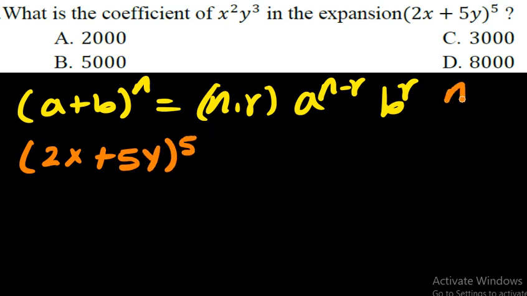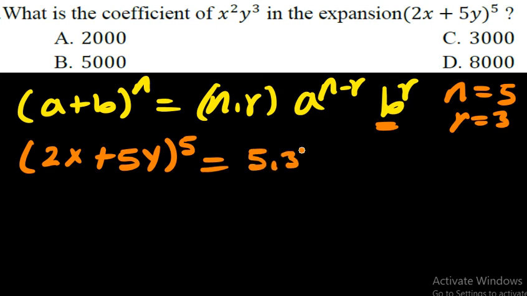Okay, the n obviously here is 5 and r is equal to 3, because you can observe from the exponent of the y, the exponent of the second term, that it is r. So the exponent of the y will be 3, so I will take r as 3. We are asked for the coefficient number. So what we can do: 5 combination 3 times (2x) to the power of 5 minus 3, which is 2, then (5y) to the power of 3.